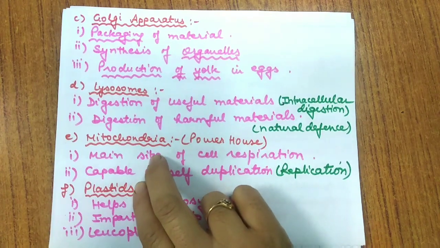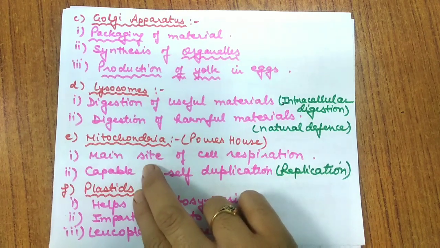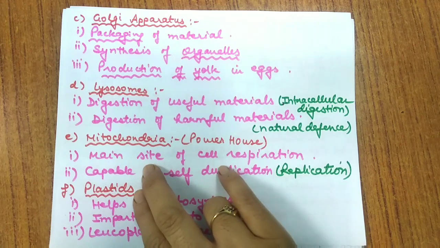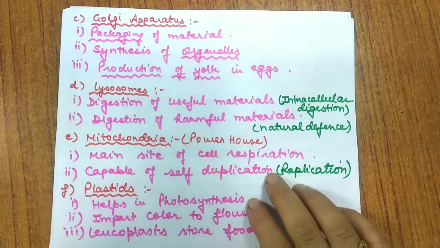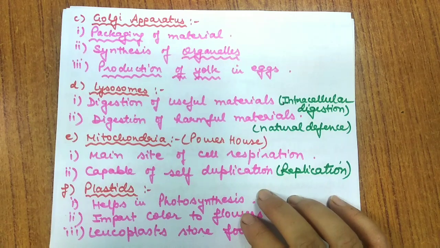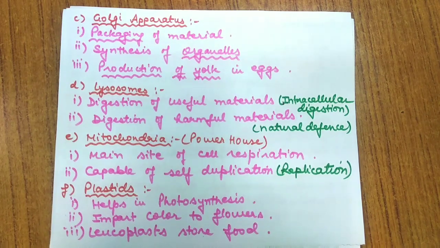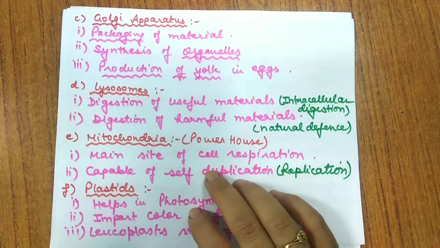Let us move to mitochondria. So mitochondria, known as powerhouse of cell also. Why is this so? Because they are the main site of cell respiration, and another function is they are capable of self-duplication, which we generally call replication. So mitochondria we can easily see under light microscope also in the form of very small spheres. They are found in almost all eukaryotic organisms. So the main function is cell respiration.